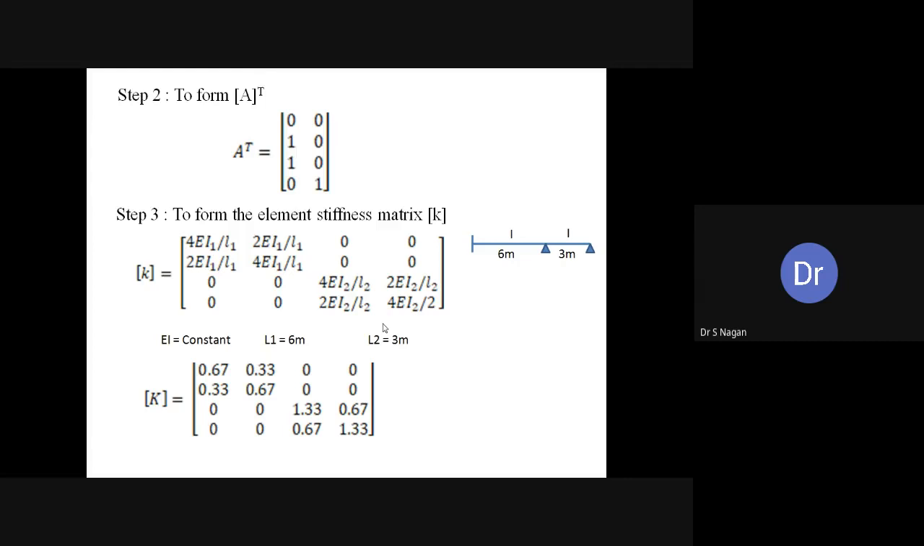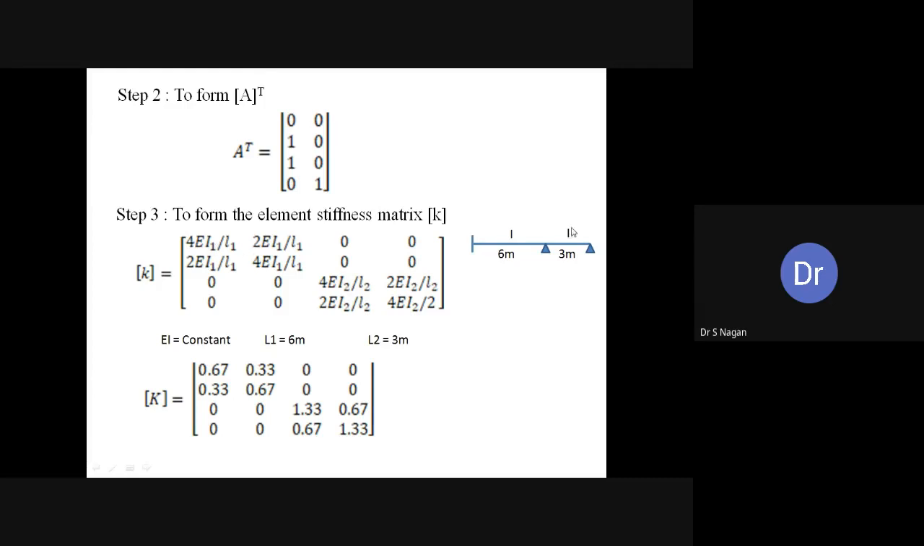So that derivation, only from that derivation we have derived the element stiffness matrix. So for all, this is the general element stiffness matrix formula. Okay, 4EI by L, 2EI by L, 2EI by L, 4EI by L. Only thing is, we need to substitute appropriate I. Here I is constant, that's why I'm using 4EI by 6. In case it is 2I, we need to substitute in the place of I1 as 2I. Therefore, it will become 8EI by 6.